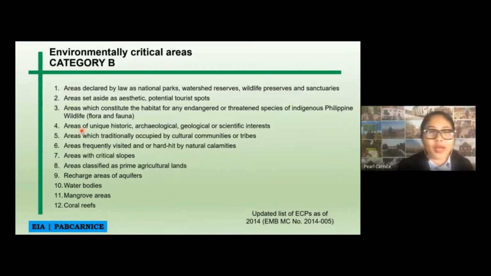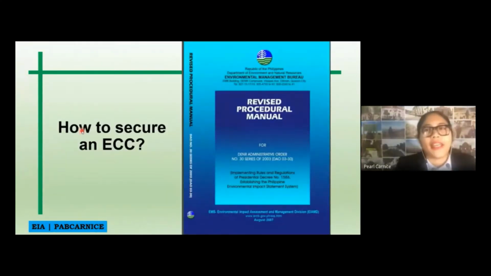I can remember when I was in college, I used to memorize all these environmental critical projects and environmental critical areas because my professor would usually ask this during exams. As far as I can remember, mangrove areas and coral reefs were not part of the list. But based on the updated list from EMB, year 2014, it is now part of the environmental critical areas. So how can we secure an ECC?